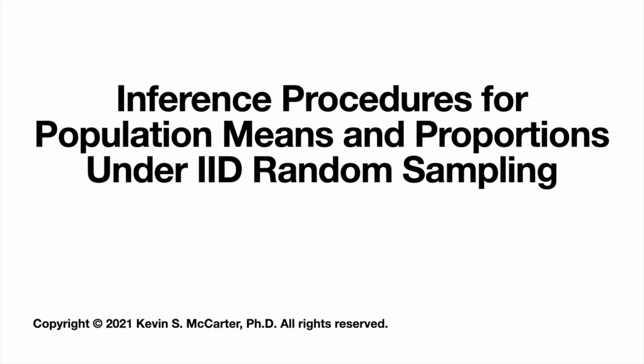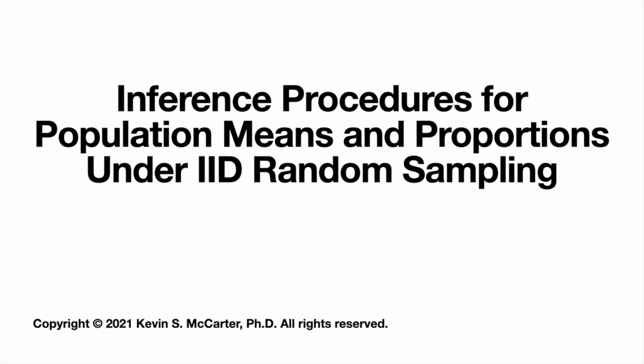Welcome back. In this lecture video, we're going to be looking at the specific details for inference procedures for population means and population proportions for IID random sampling. Now you'll recall that IID stands for independent and identically distributed, and IID random sampling is the type of sampling procedure that you would have used in your first methods course, which is the prerequisite for this course.